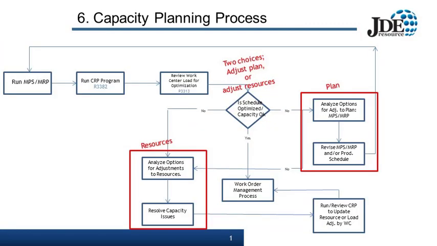Okay, the process flow, really at a high level here. We run our master production schedule, or MRP. Followed up from that is running the CRP program, R3382. And then we would look at our work center load and query screen. From that, we have our options. If there needs to be an adjustment, do we need to adjust the plan or do we need to adjust our resources? And then we go right back into our work order management process. So let's go into the application itself.